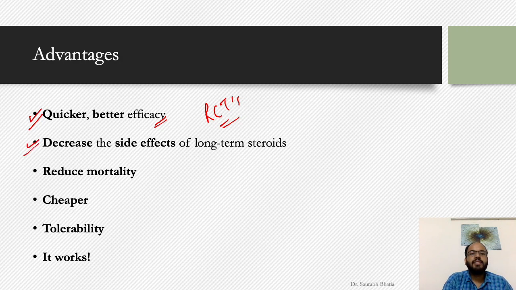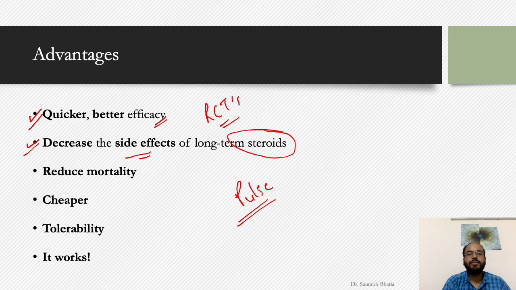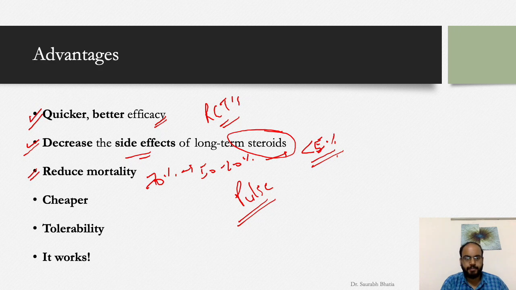It also decreases the side effects of long-term steroids. Remember that pulses are given to decrease these long-term side effects. The requirement of the patient of pemphigus for long-term steroids is reduced, thereby reducing the associated side effects. Reduced mortality. Remember that before DCP it was 70%, with conventional steroids 50 to 20%, and after DCP it has been reported to be equal to or less than 5%.